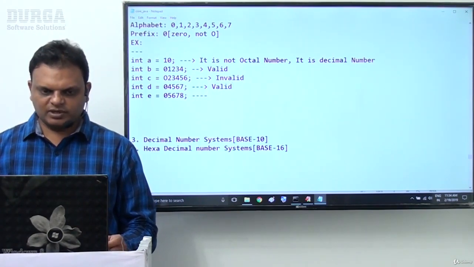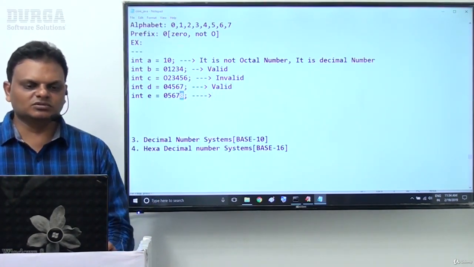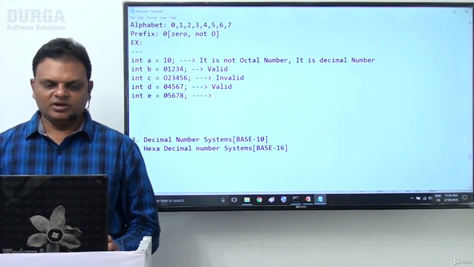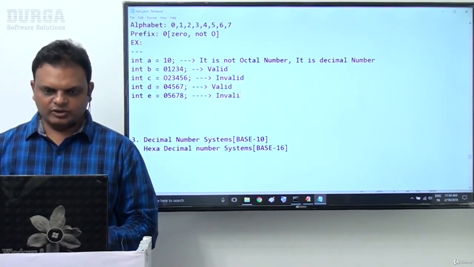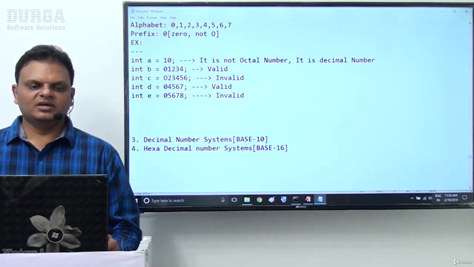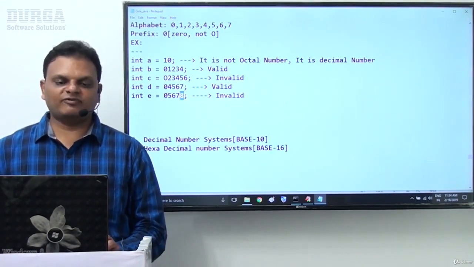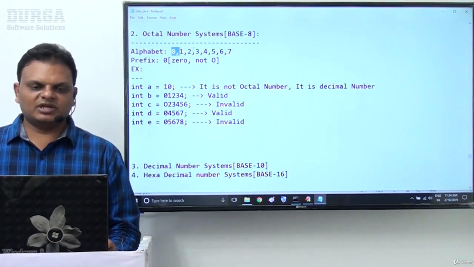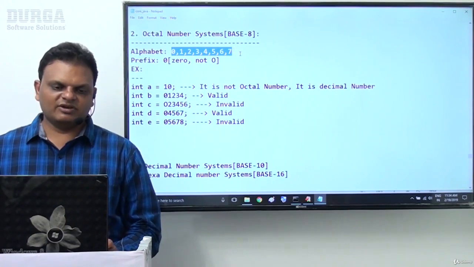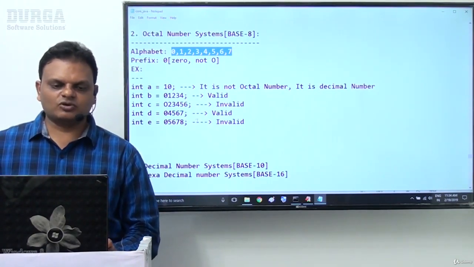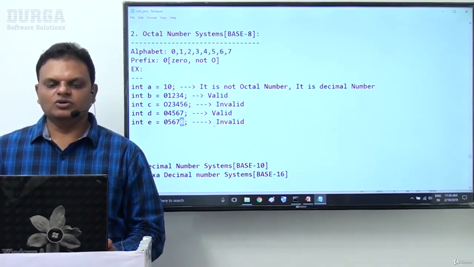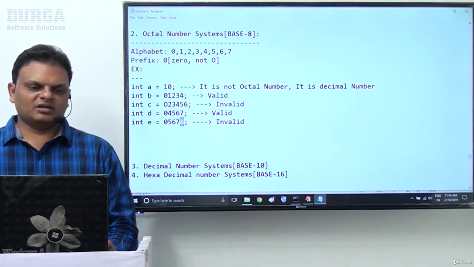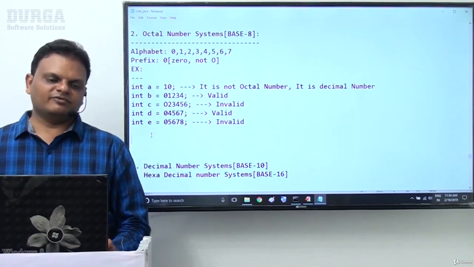Now next one is int e is equal to 05678. What is the meaning of it? 8 is available here. So it is invalid. Why sir? Why is it invalid? Here 8 is not available in the input alphabet of the octal number system. In the octal number system, the digits are available from 0 to 7. But in the octal number system, we are not going to provide 8 as a value. So this is an invalid representation of the octal number system. This is the point we have to understand.